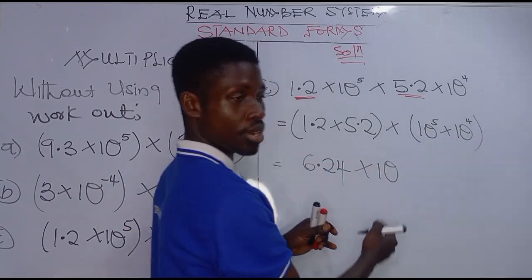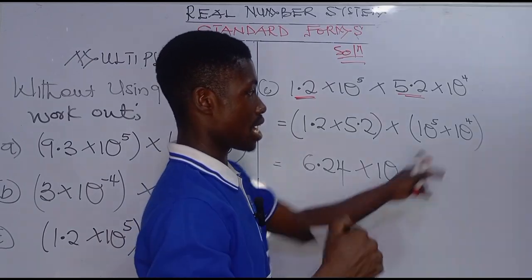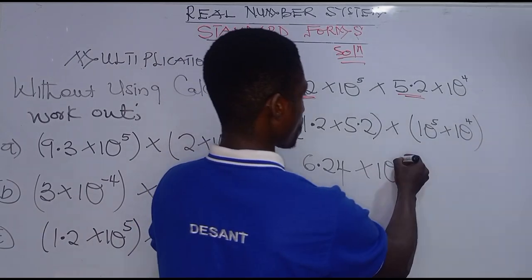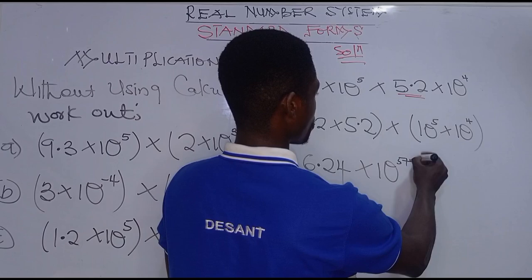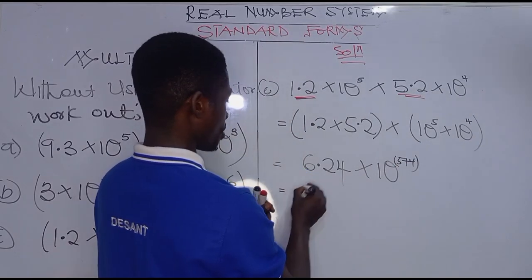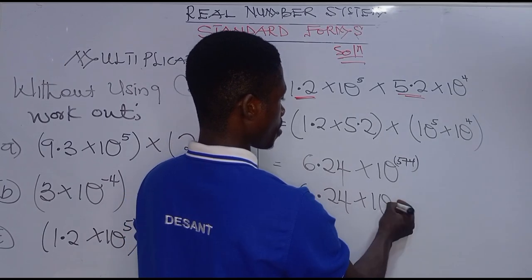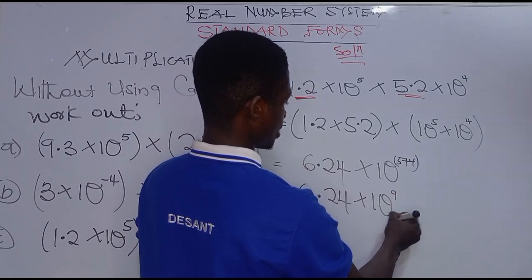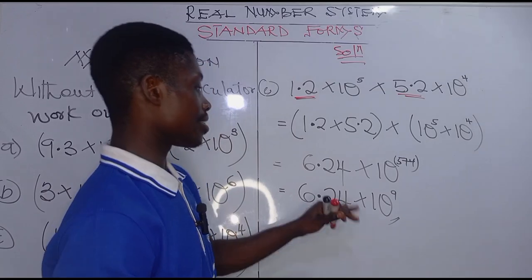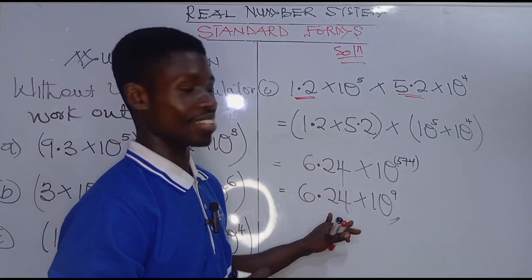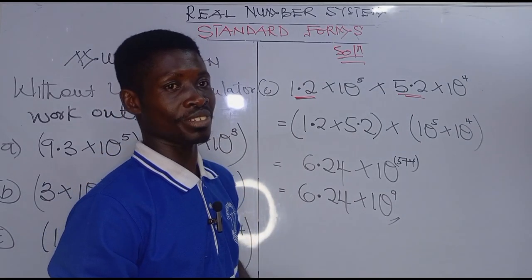The bases are the same. We pick one of the bases, we add their exponents. So we have 5 plus 4. So we have 6.24 times 10 raised to the power 9. And that is that. Now this is in its correct standard form. So we have to leave it in this very form.